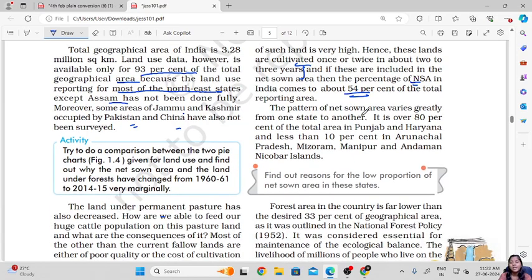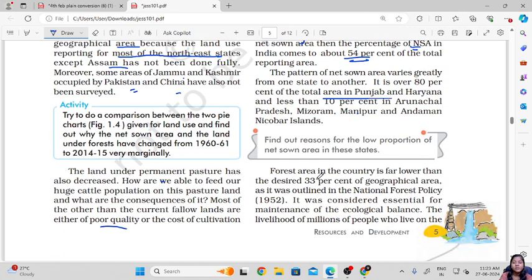The pattern of net sown area varies greatly from one state to another. It is over 80% of the total area in Punjab and Haryana, and less than 10% in Arunachal Pradesh, Mizoram, Manipur, Andaman and Nicobar Islands.